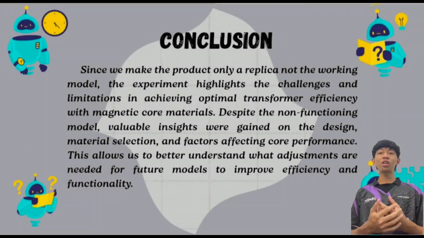In conclusion, since our product is only a replica and not a fully working model, this experiment highlights the challenges and limitations involved in achieving optimal transformer efficiency using different magnetic core materials. Even though the transformer did not function as intended, the experiment still provided valuable insight into transformer design, core material selection, and the factors that affect core performance, such as flux leakage, core losses, and construction accuracy.